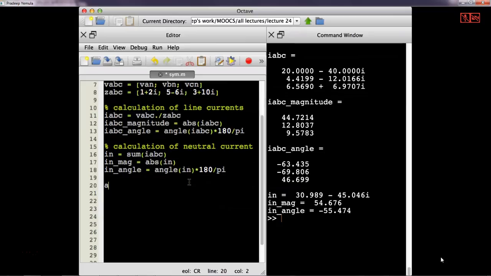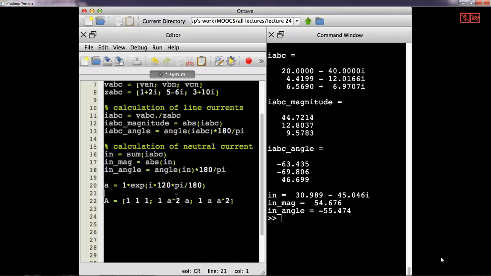So what is the value of A? I said it's a constant. It is 1 at an angle of 120 degrees, so e to the power j into 120 into pi by 180. I'm defining the complex number A, and then I'm building the A matrix. 1, 1, 1 is the first row. 1, A square, A is the second row, and then 1, A, A square is the third row. So this is the A matrix.